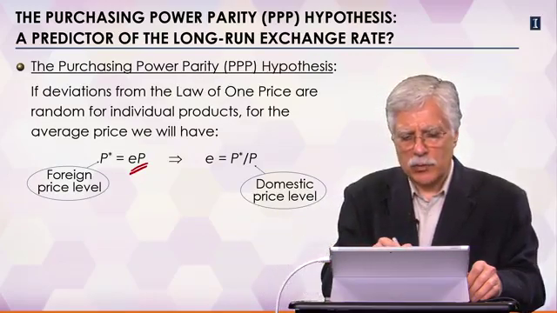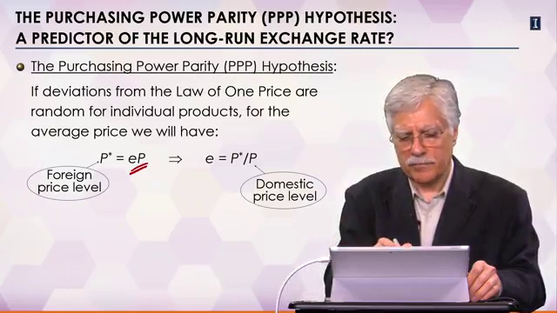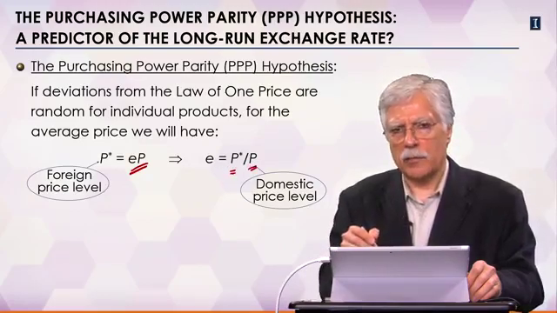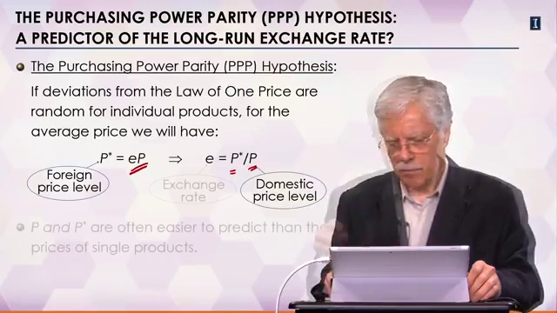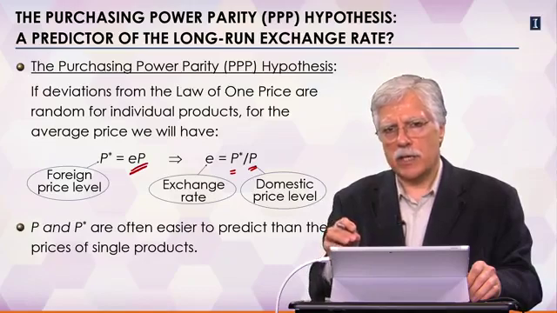If this is true, then we have a solution for predicting the exchange rates. We can predict our price level and the foreign price level, and then divide them and get the exchange rate. Predicting the average price level in a country is easier than predicting the price of one product. The reason is relatively simple.